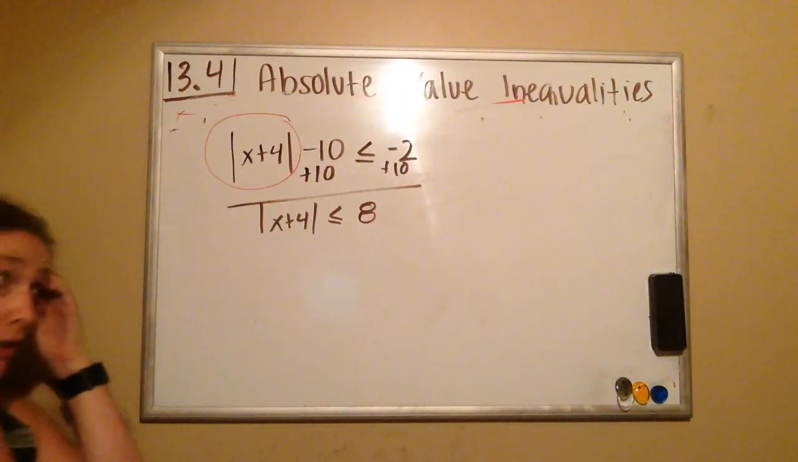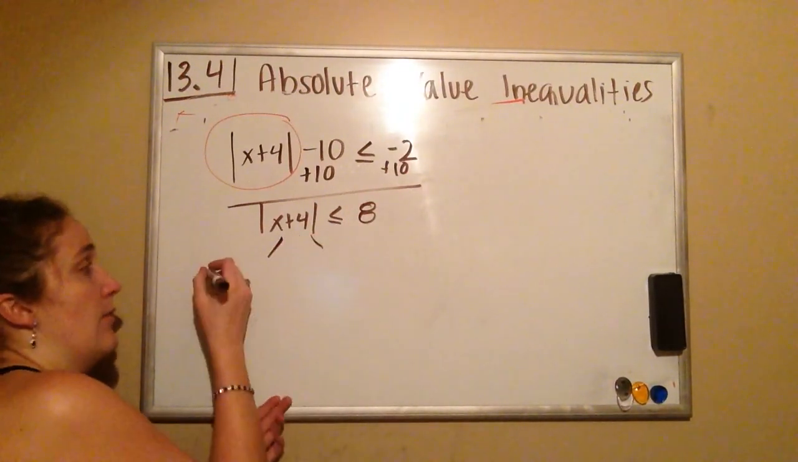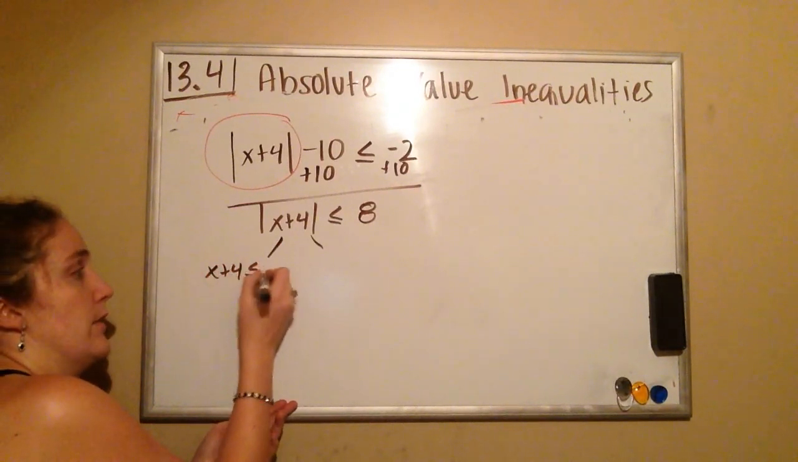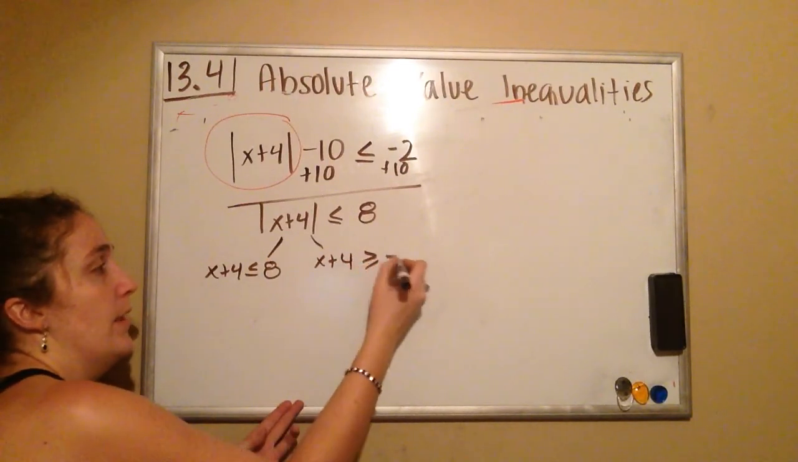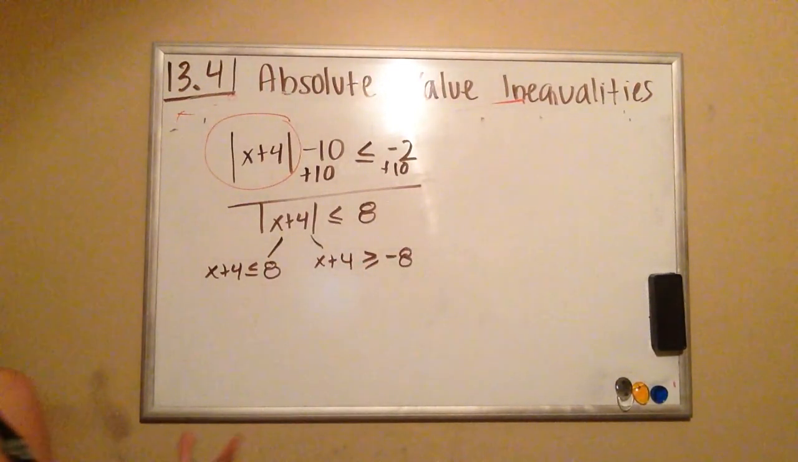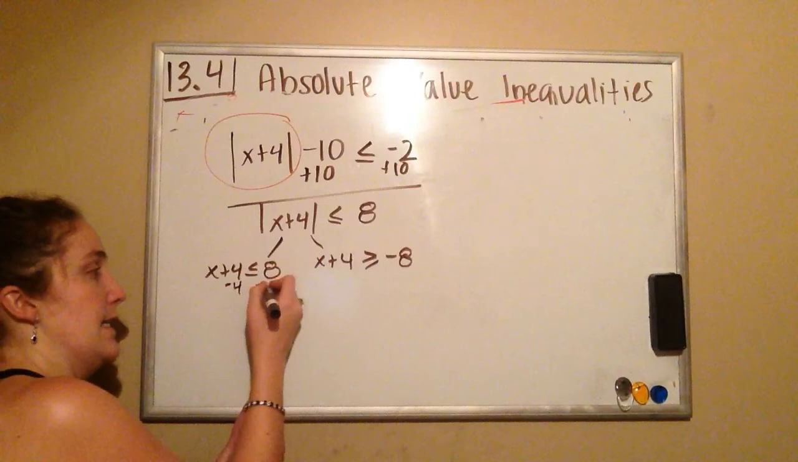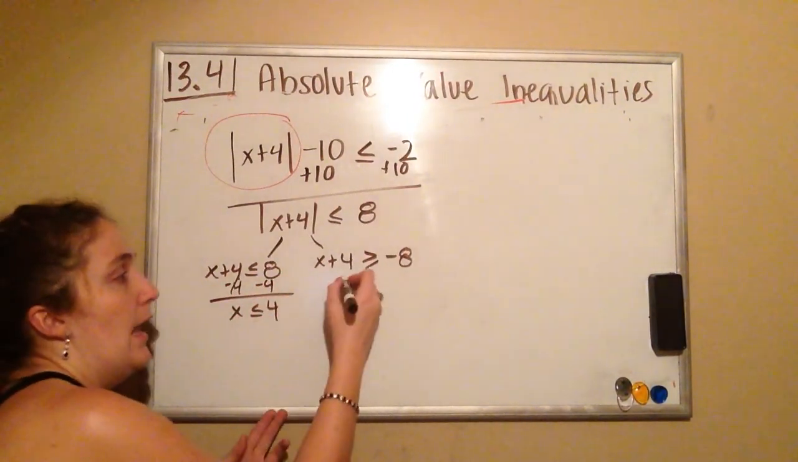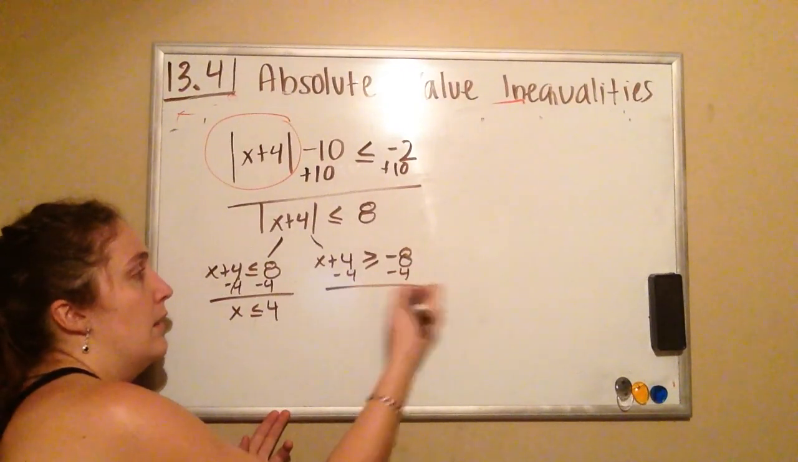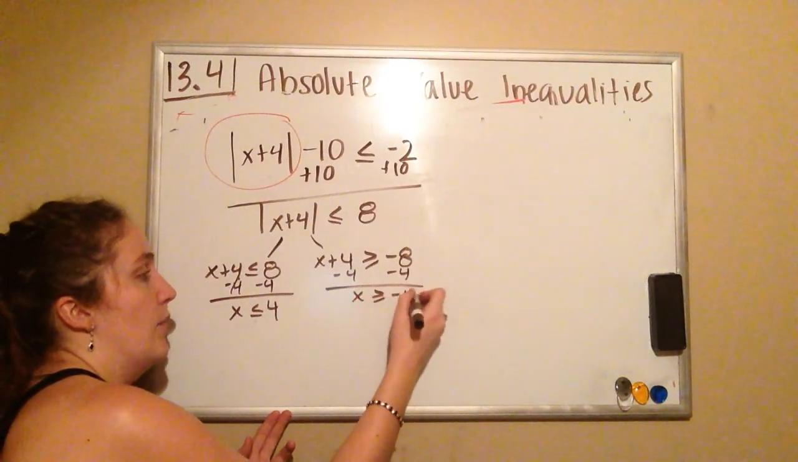Okay? You're still going to break into two cases, just like we've done before. x plus 4 is less than or equal to 8. x plus 4, flip the sign, is greater than or equal to negative 8. Okay, when we solve this out, because we want x to be isolated by itself, you get x is less than or equal to 4, and x is greater than or equal to negative 12.